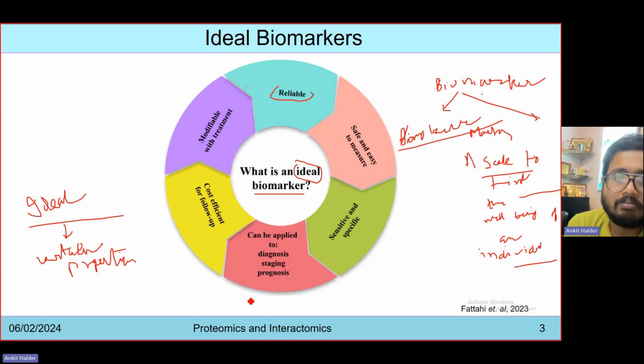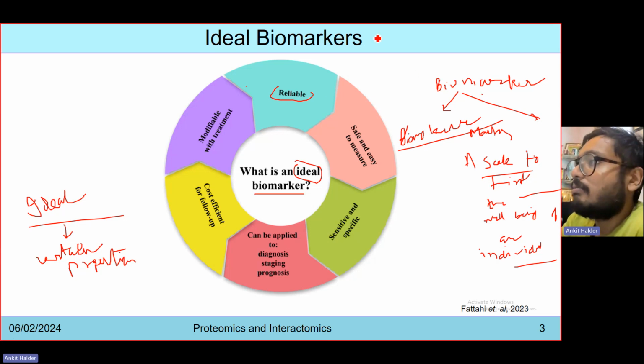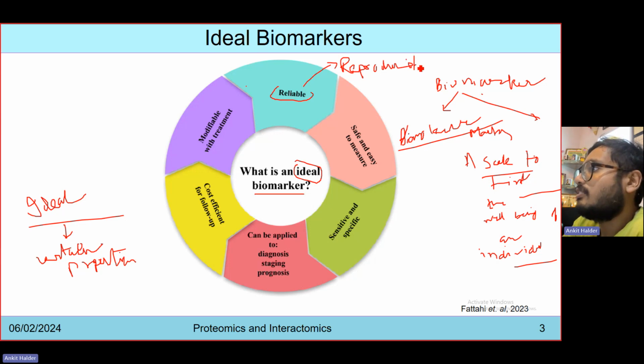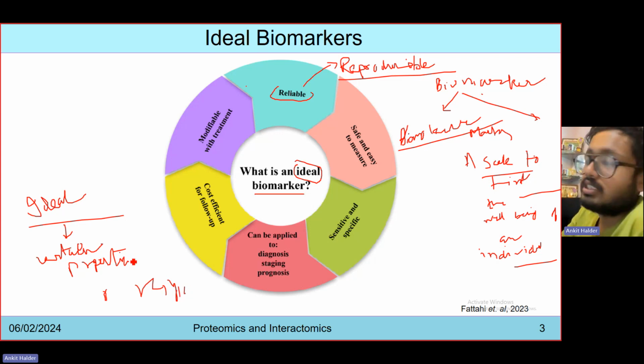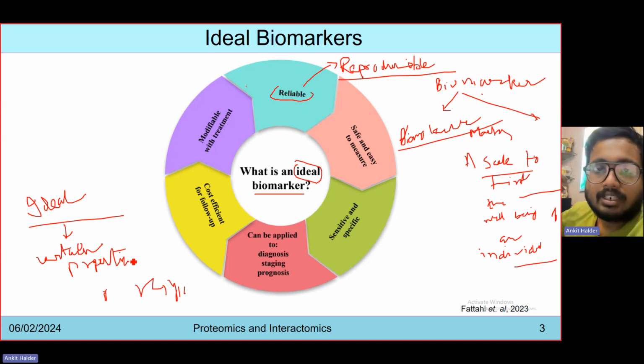The best and simple way to understand whether a biomarker is reliable or not is if it is reproducible: reproducible across cohorts, across populations, across samples. So if it is reproducible, we can say it is reliable. Now what does reproducible mean? If a biomarker is coming in cohort X, cohort Y, cohort Z, population X, population Y, population Z, if that marker is constantly being found to be increased across all the systems.